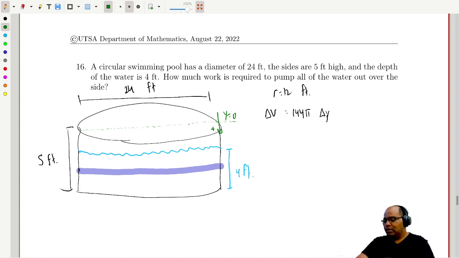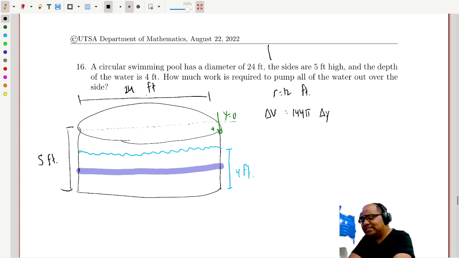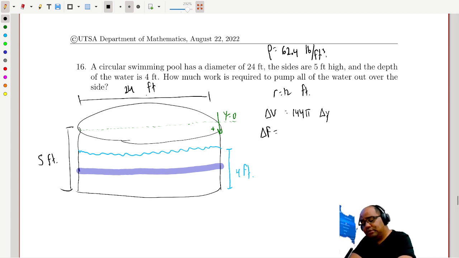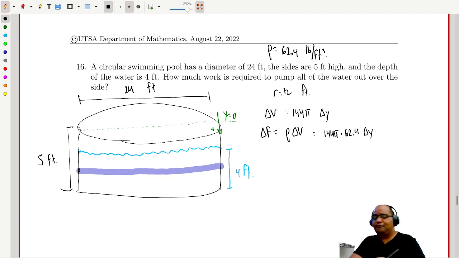Okay, now the next step is to figure out the weight of one of these slabs of water. So it's not written here in the problem, it's a quick misprint, but we need that the weight density of water here, rho, is 62.4 pounds per cubic foot. Okay, that's the weight density of water. So to get the force here, we just multiply the volume by the weight density. And so plugging all that in, all we have to do here is just tack in a rho. So we have 144 pi times 62.4 delta y. That's the weight of one such element of water.